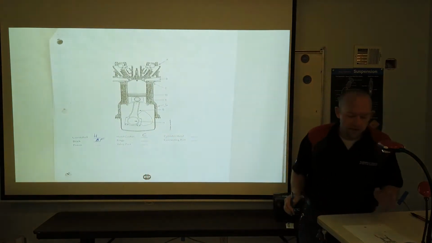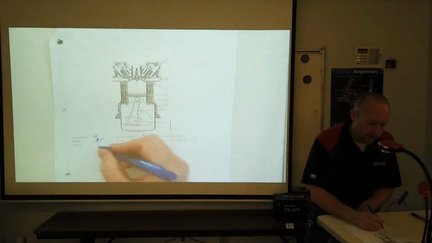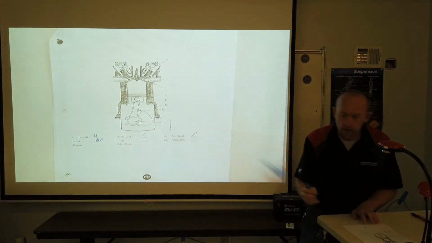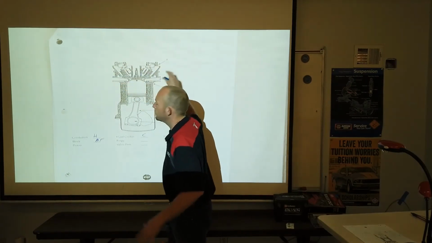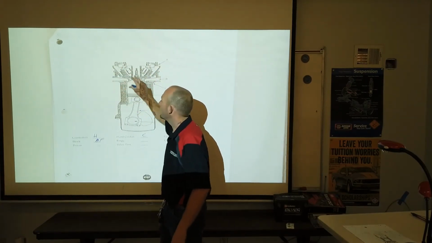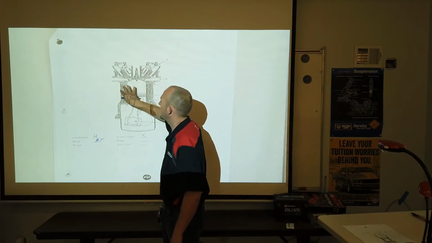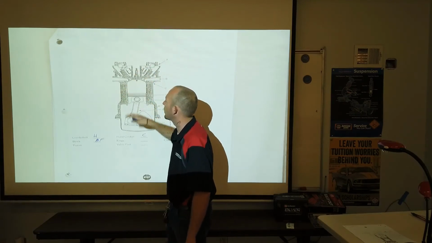So then the cylinder head is A, and the cylinder head is this whole area up here. This is all what we would refer to as a big metal chunk there. We would refer to it as the cylinder head, and the cylinder head obviously seals off the cylinder bore in the block.